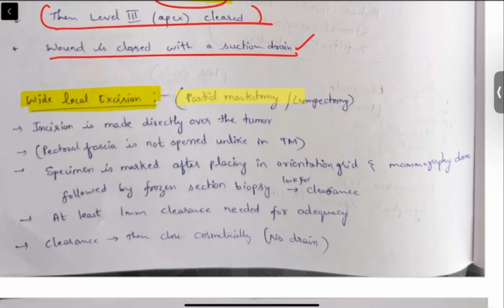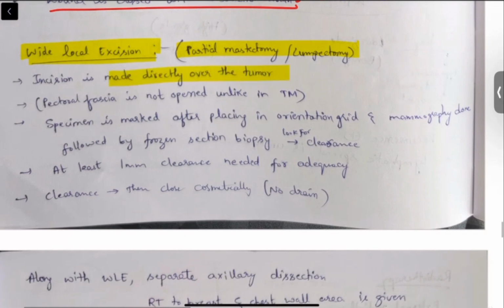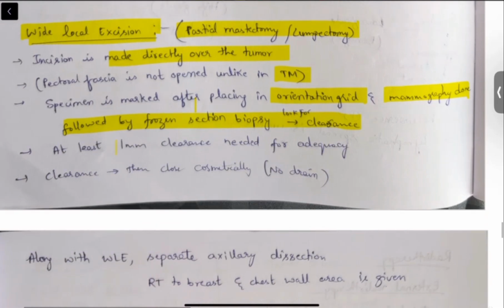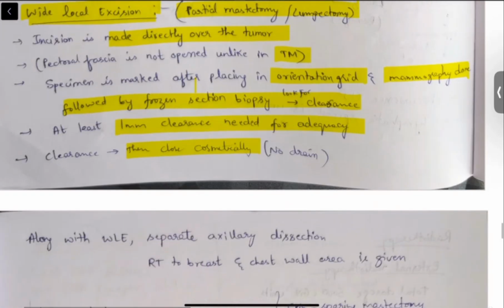This is also known as partial mastectomy or lumpectomy. Here the incision is made directly over the tumor and the pectoralis fascia is not opened, unlike in total mastectomy. The specimen is marked after placing it in an orientation grid and then mammography is done, followed by frozen section biopsy to look for clearance. At least 1 mm clearance is needed for adequacy. Then after the clearance, the excision is closed cosmetically. There is no drain placed.